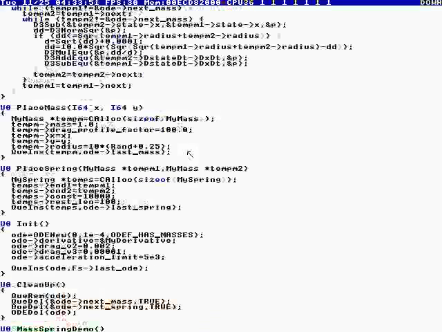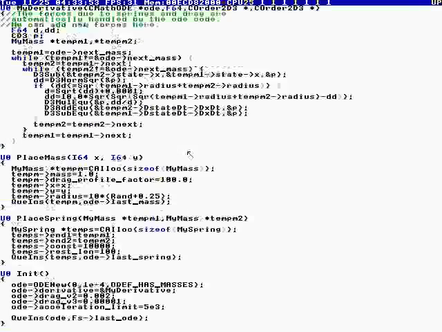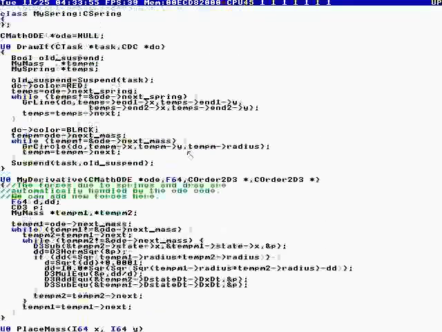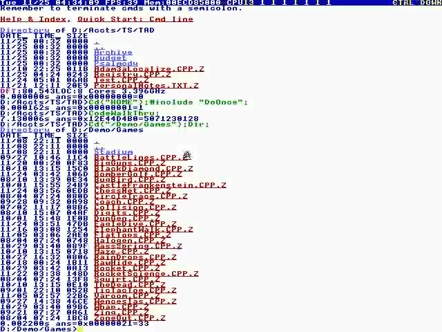And then I place masses, place springs, and it automatically moves them around based on the derivative. And then I go through the springs, and I draw the springs, and I go through the masses, and I draw the masses. So anyway, well, good luck.